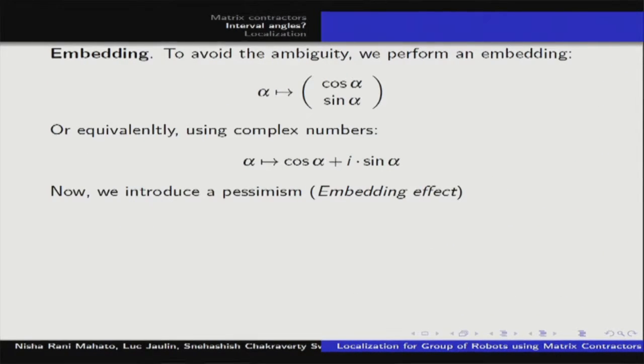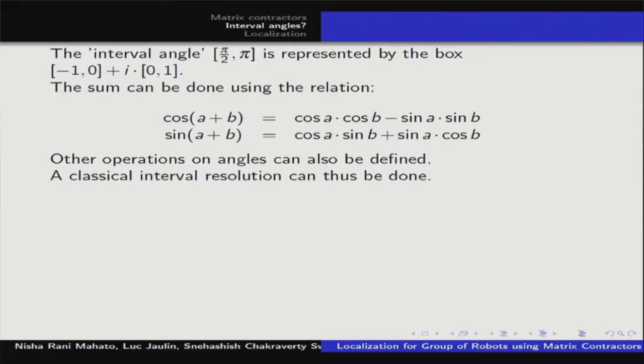Okay, so that's what I explained here. The embedding effect is explained. So how it works: we can use the cosine-sine space. I can represent an angle by its cosine and sine, and applying a trigonometric relation, I can compute the cosine and sine of the sum, and get some interval resolution in the cosine-sine space.